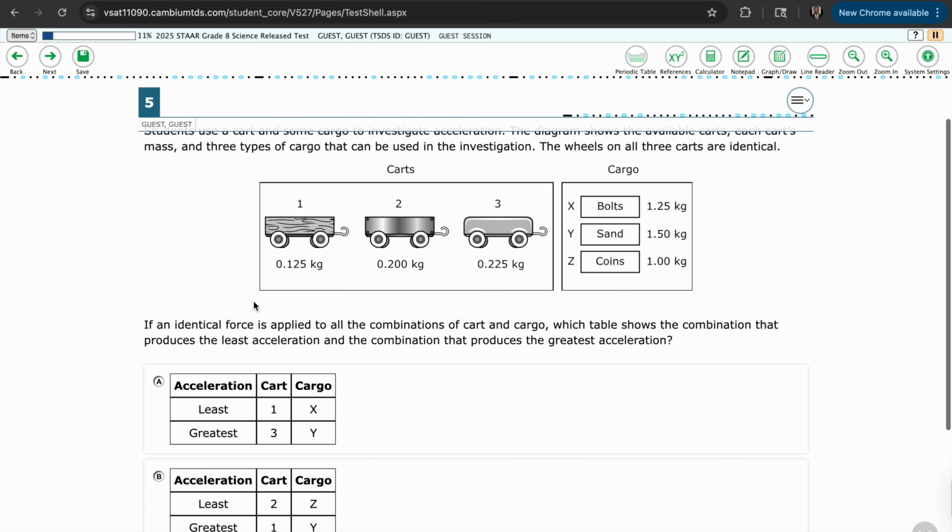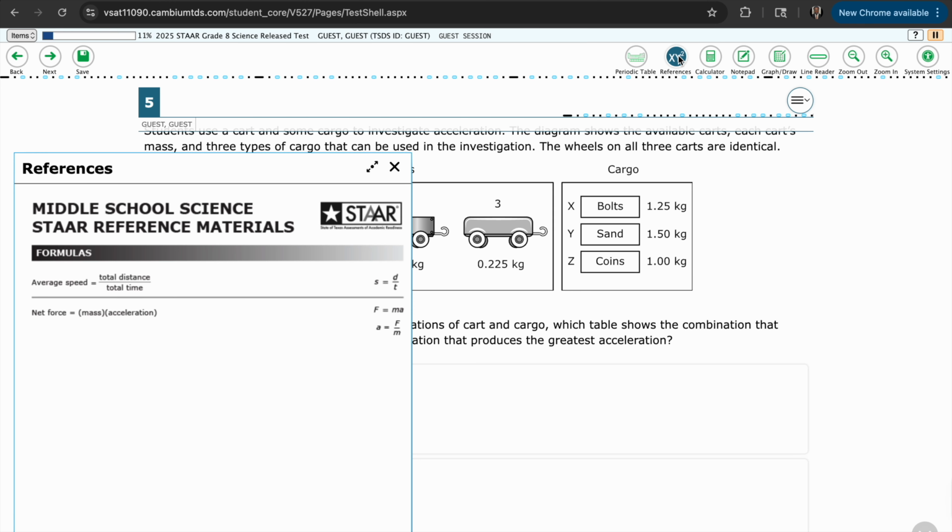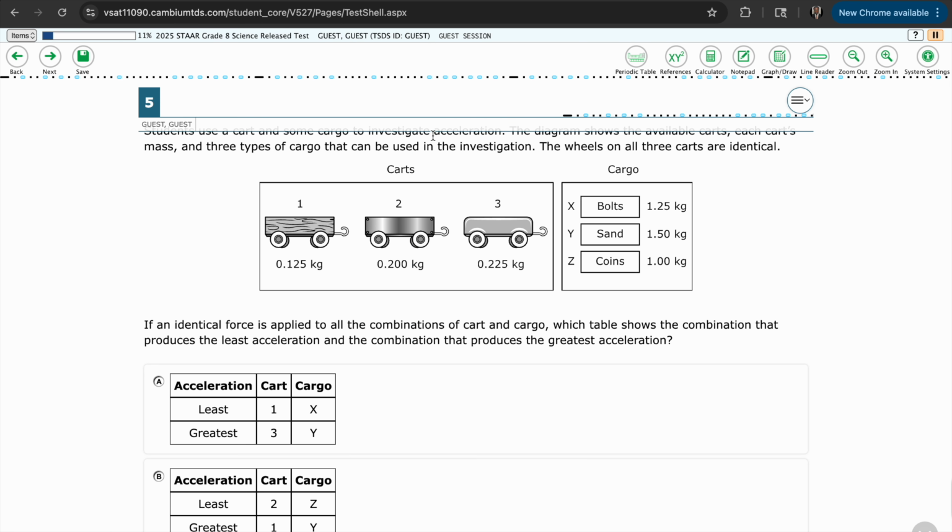If an identical force is applied to all the combinations of cart and cargo, which table shows the combination that produces the least acceleration and the combination that produces the greatest acceleration? All right. Before we do this, we must understand what force is. Force is mass times acceleration, okay? And we are using an identical force.